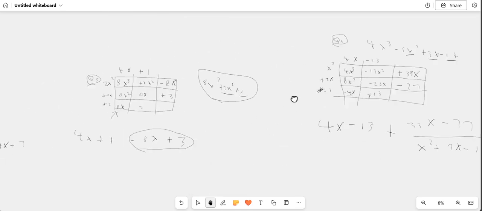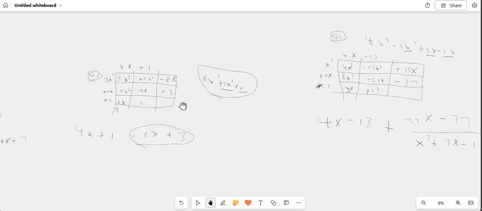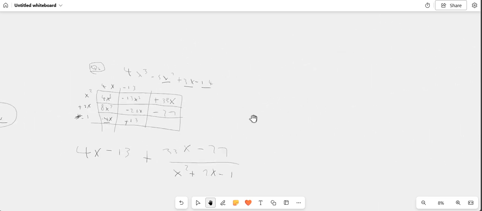So do you see how it works? Question 6 is similar to question 5. You can go back to question 5 and you'll understand it better now. This is how it works. All right, question 7.